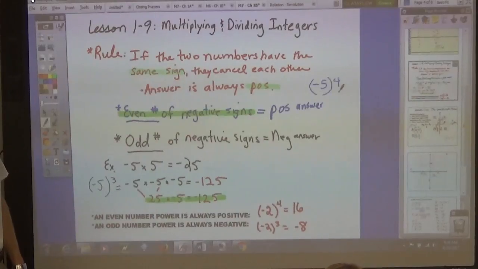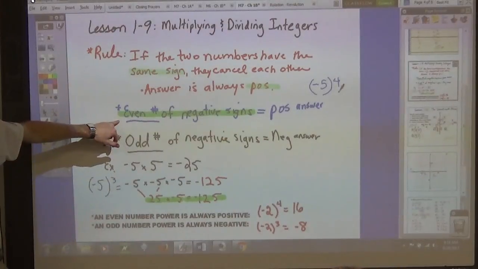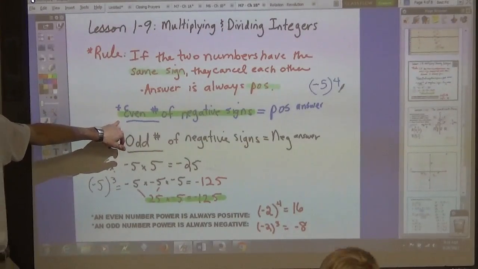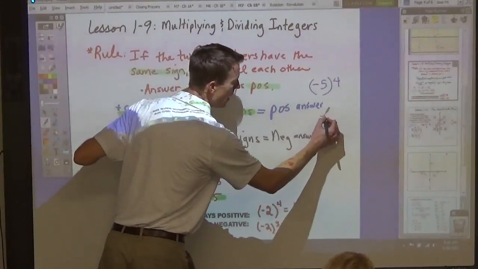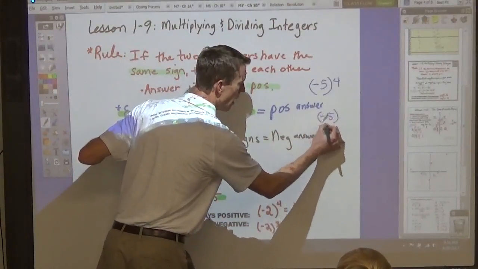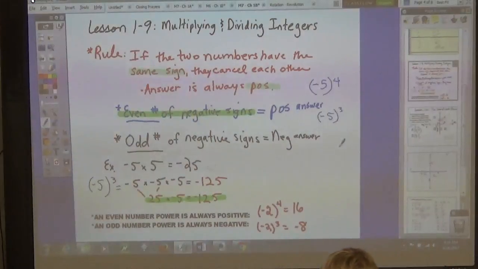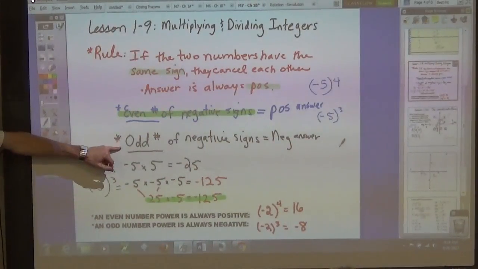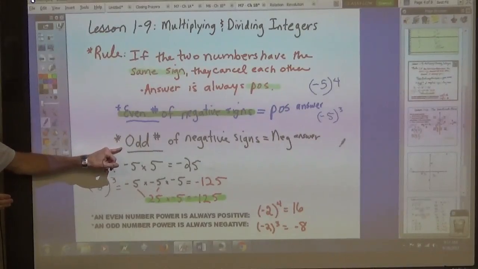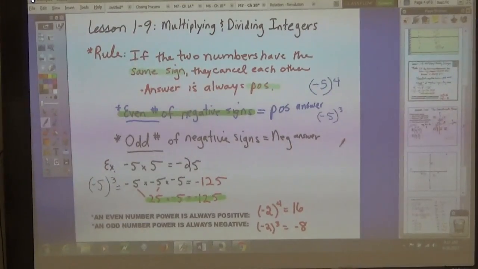Okay? If there's an odd number, so if we have negative 5 to the 3rd power, then the answer is negative, because negative 5 times negative 5 is positive 25, and then positive 25 times negative 5 is negative 125. So the answer is what?